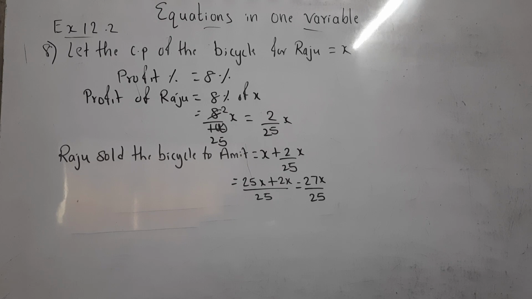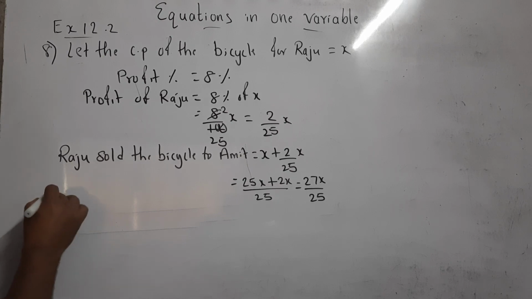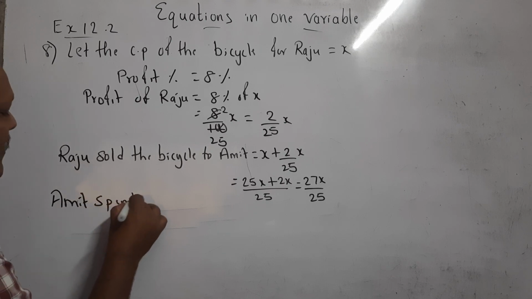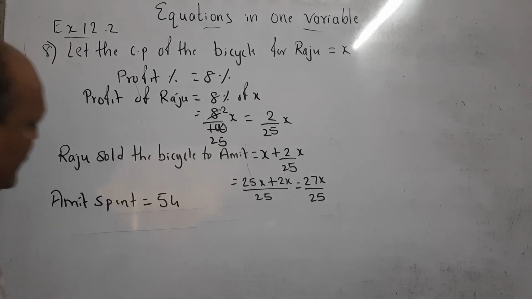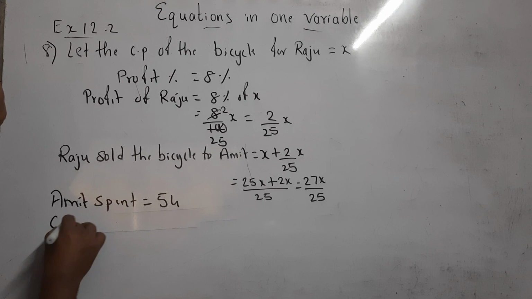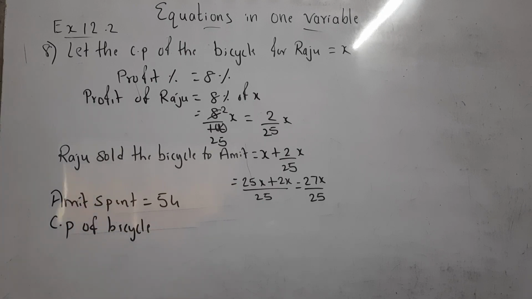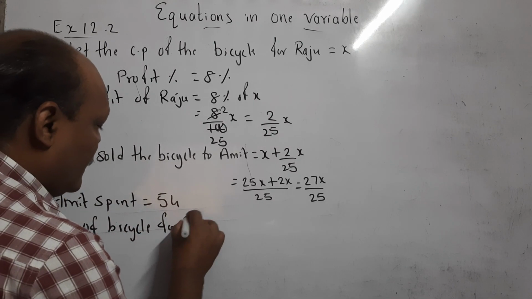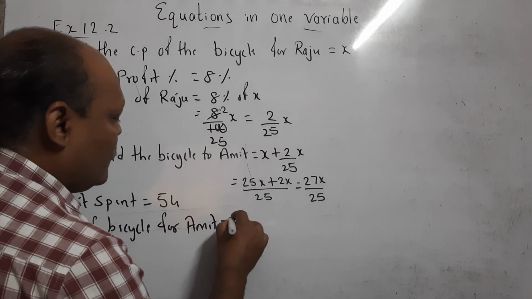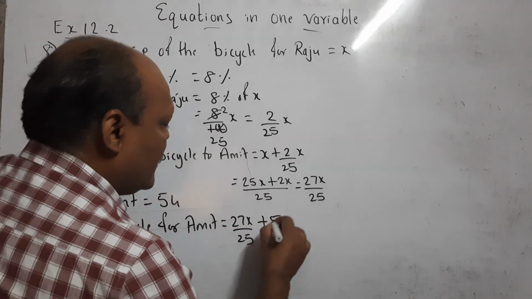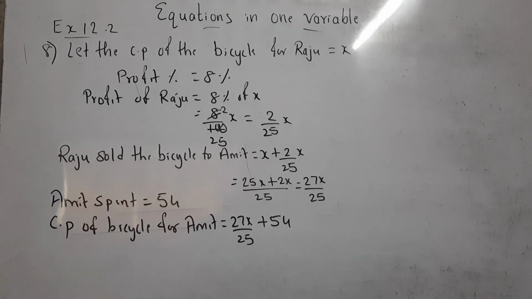So the cost price of bicycle for Amit will be, Amit spent. अमित ने कितना स्पेंड किया? अमित स्पेंड 54 रुपीज. कितना रुपीज स्पेंड किया? 54 रुपीज. That means the cost price of bicycle for Amit is equal to 27x upon 25 plus 54 rupees, जो उसने खर्चा किया उसको. This will be the cost price of bicycle for Amit.